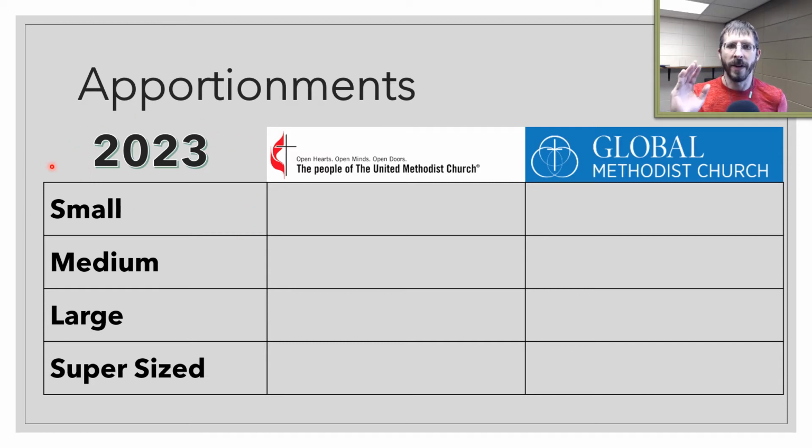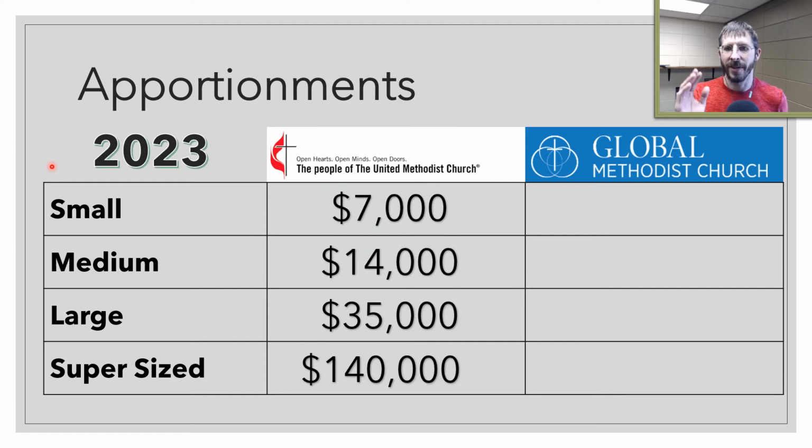So for Dakota's UMC, it's simple math where you just multiply your operating income by the percentage. And for 2023, it happens to be 14%. So I'm going to go ahead and do that. If you look at the supersized church, $1 million times 14% is $140,000. For the small church, $50,000 times 14% is $7,000. So that gives you that idea.